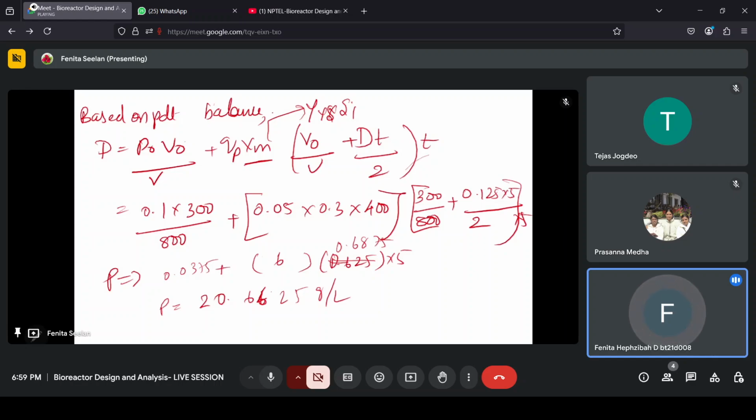So the concentration of your product is 20.6625 approximately. You can make it as 20.6, 20.7 gram per liter. So let's move to the next question.